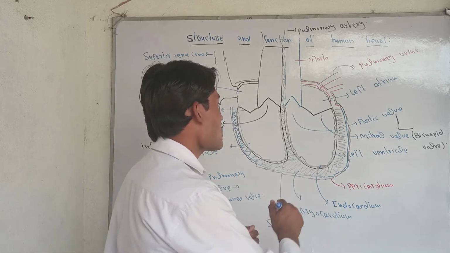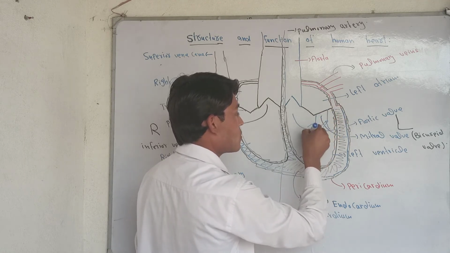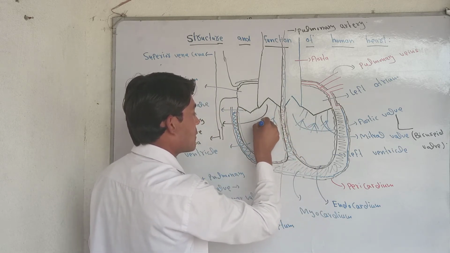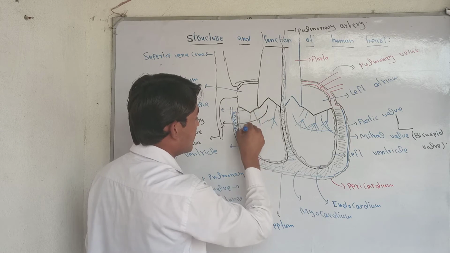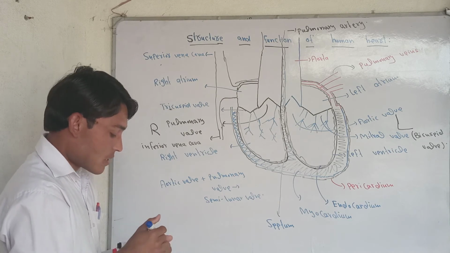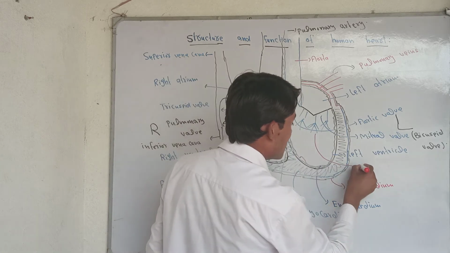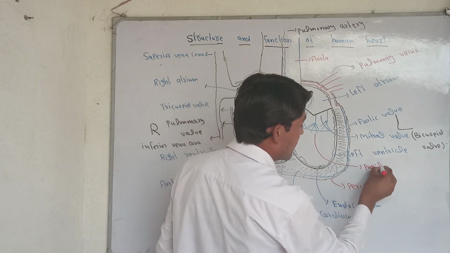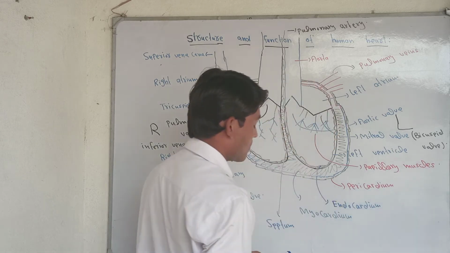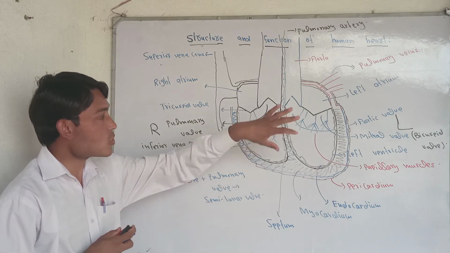And here we have muscles. These muscles are called papillary muscles. So this is the structure of the human heart.